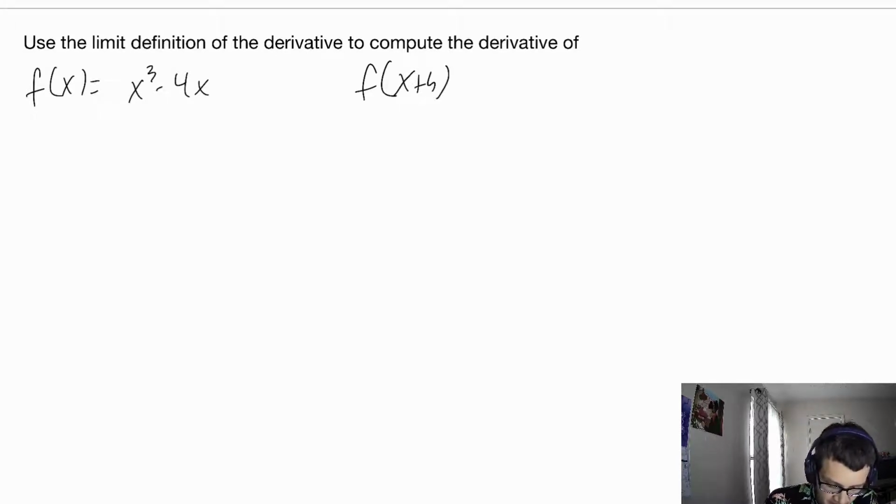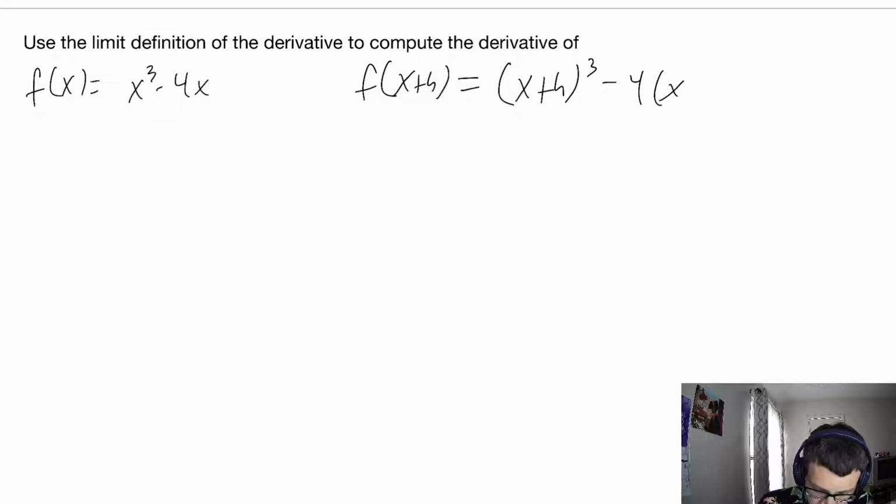And the way we find f of x plus h is we look back at our original function, and anywhere we see an x, we replace it with an x plus h in parentheses. So here we're going to get x plus h cubed minus 4 times x plus h. So let's write out our limit definition.